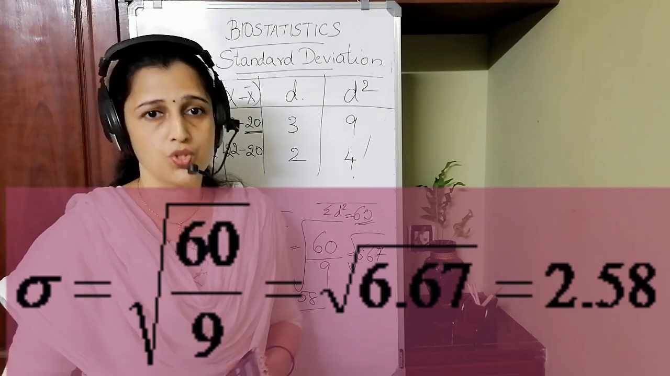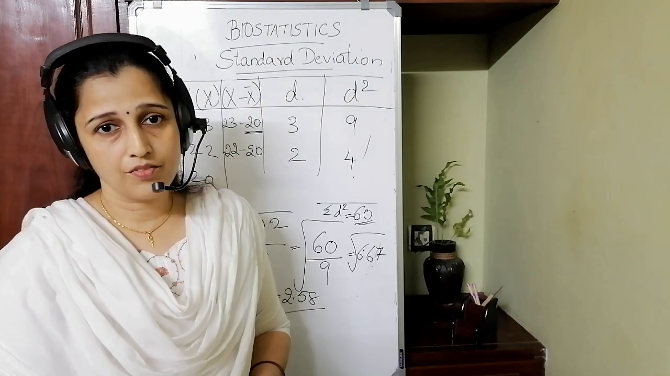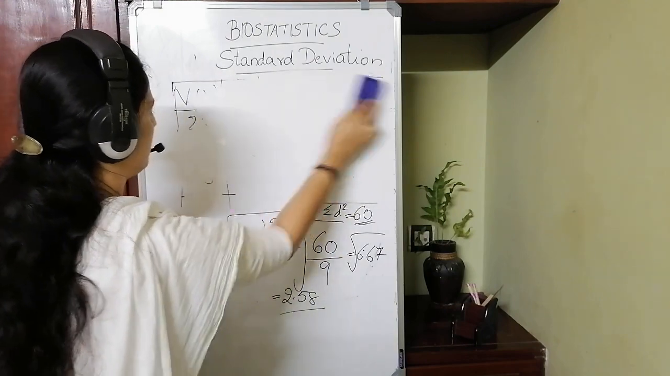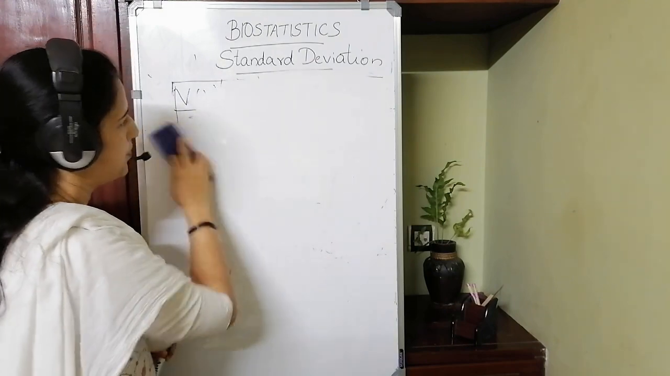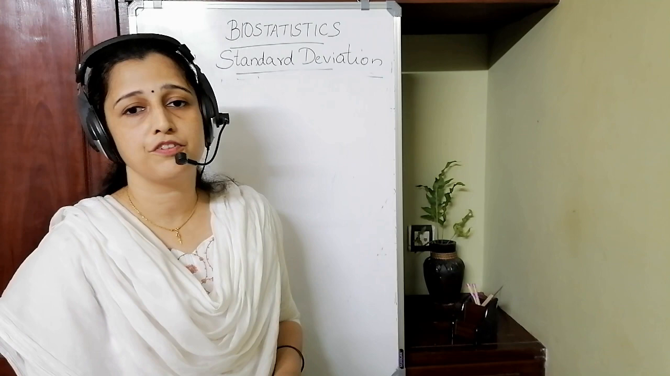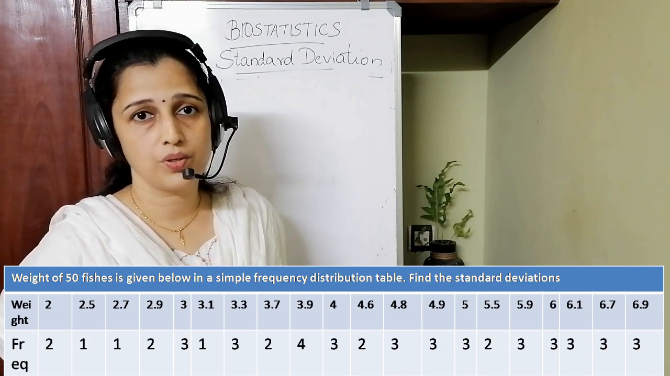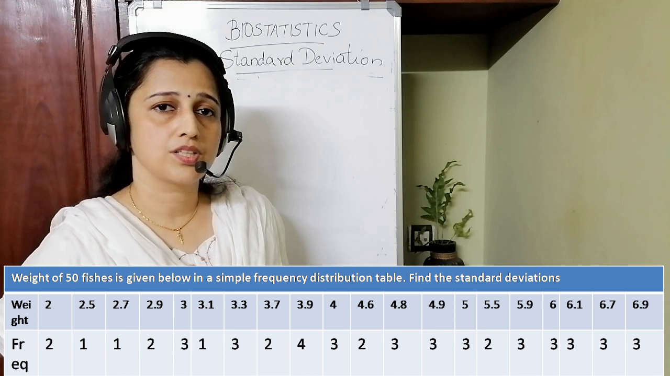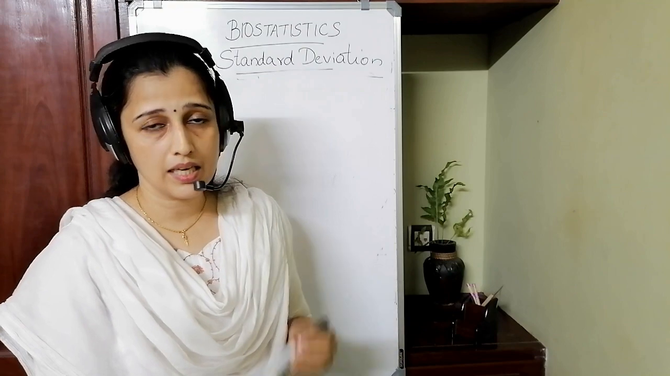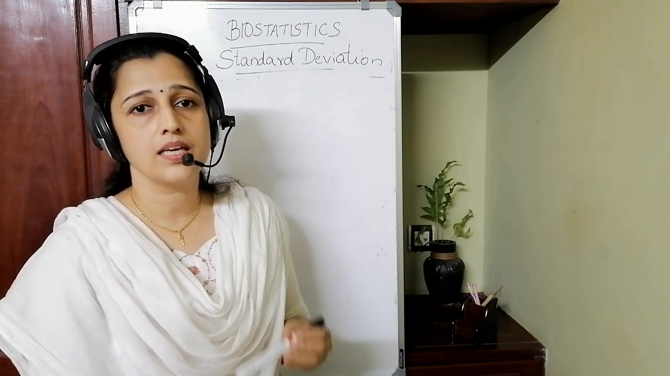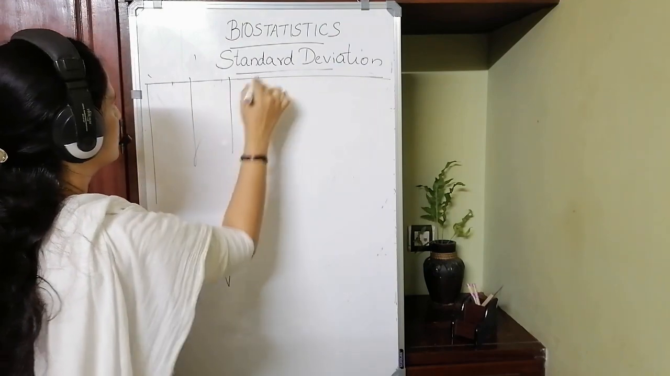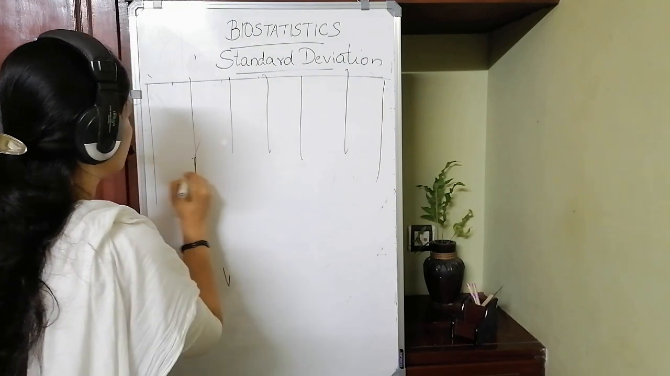Now let's see how to compute the standard deviation for grouped data. For grouped data, of course, we'll have frequency. Here you have a question which shows the weight of 50 fishes, and we need to find the standard deviation. The first step is to make a table with 6 columns, which shows the variable and the frequency into variable.